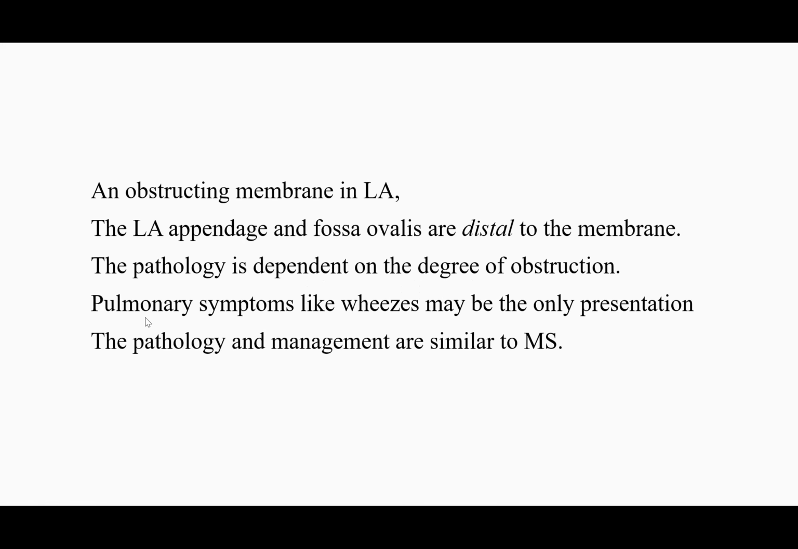Cor triatriatum is an obstructive membrane in the left atrium. The left atrial appendage and the fossa ovalis are distal to the membrane, as we said before. The pathology is dependent on the degree of obstruction. Pulmonary symptoms like wheezes may be the only presentation. The pathology and management are similar to mitral stenosis.